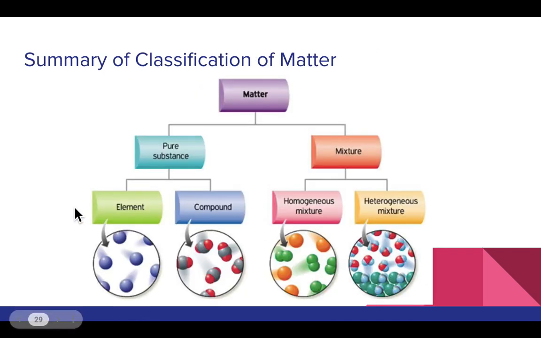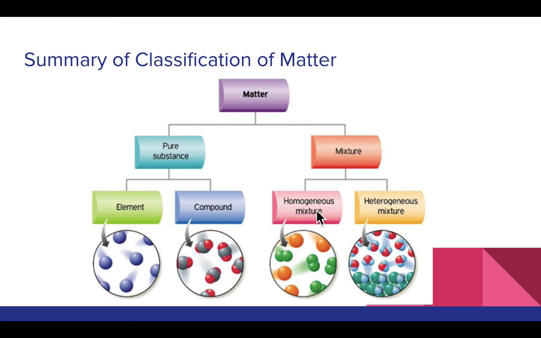So just to summarize our three lessons, we have now categorized matter into pure substances and mixtures. And pure substances are elements, which consist of only one type of atom, and compounds, which consist of more than one type of atom, but they are chemically bonded together in molecules. Mixtures, on the other hand, are not pure substances.